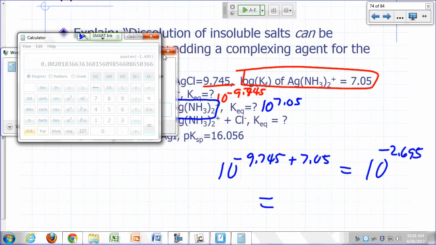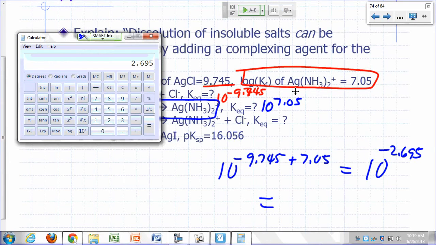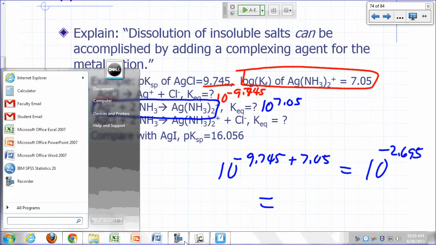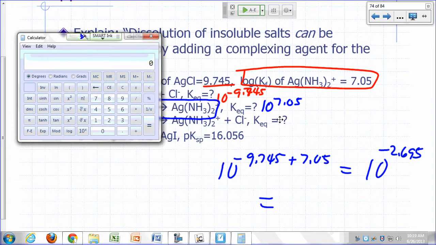What did I just do? Calculator stopped working. 2.695 negative. Change that to exponential notation. It doesn't know how to. Okay, try again. 2.695 negative, antilog, equals, so that's equal to 0.002.